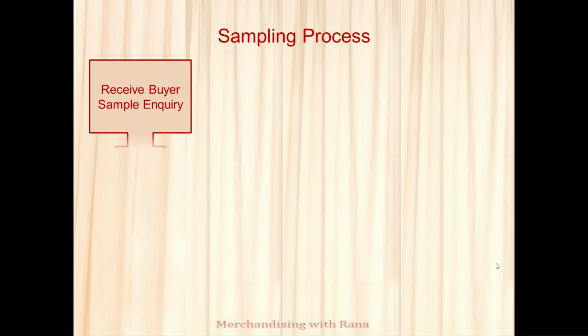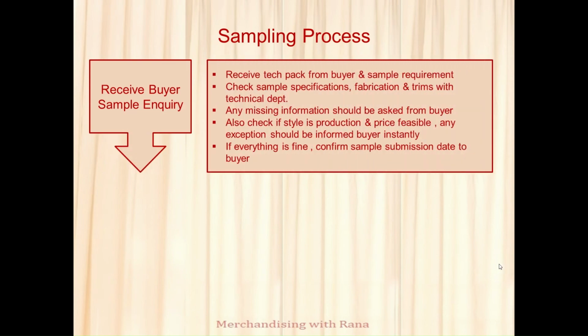Sampling process. So first step is receive buyer sample inquiry. It starts from receiving the tech pack from the buyer and sample requirement. After receiving that, you have to check the sample specification, fabrication, trims with your technical department. Any missing information, you should ask from your buyer instantly. Also check if this style is production feasible, price feasible. If not, then you should inform your buyer instantly. If everything is fine, confirm sample submission date to your buyer.